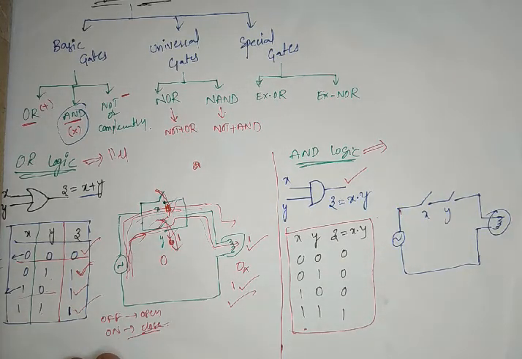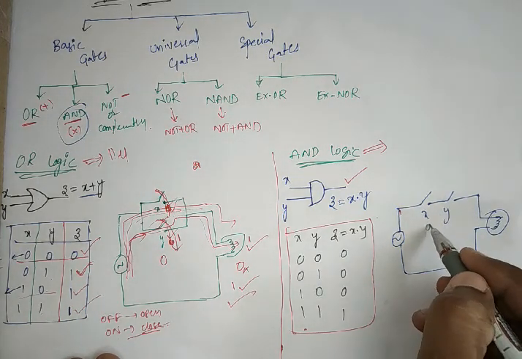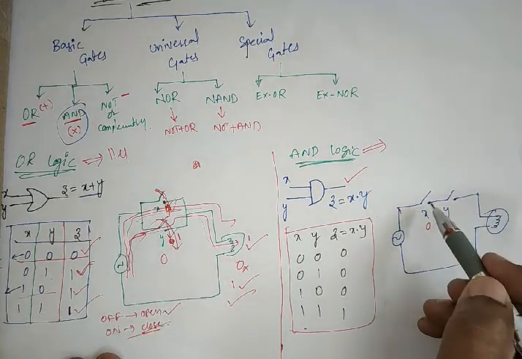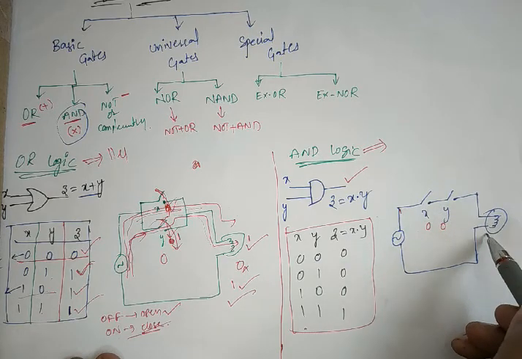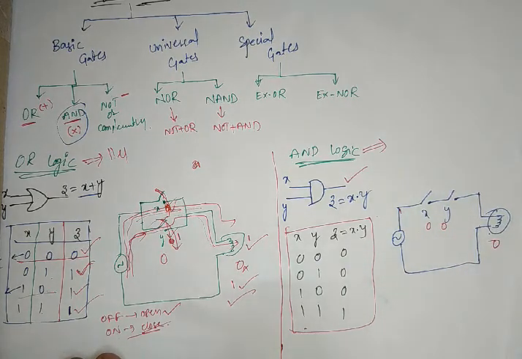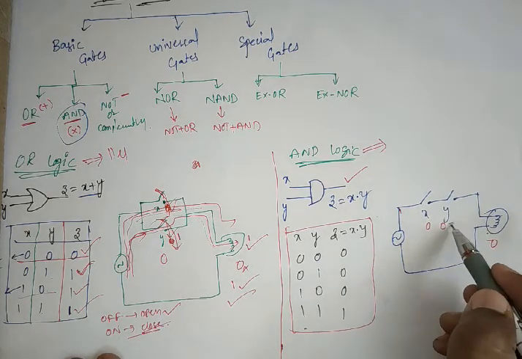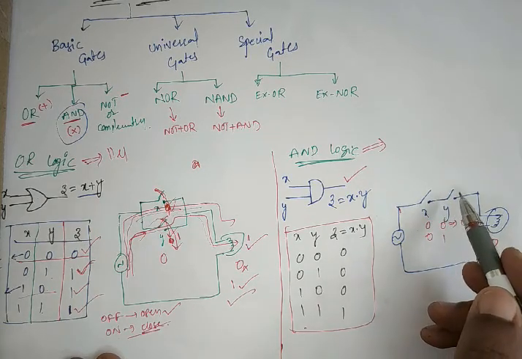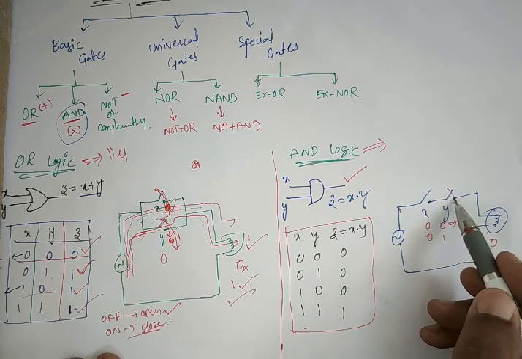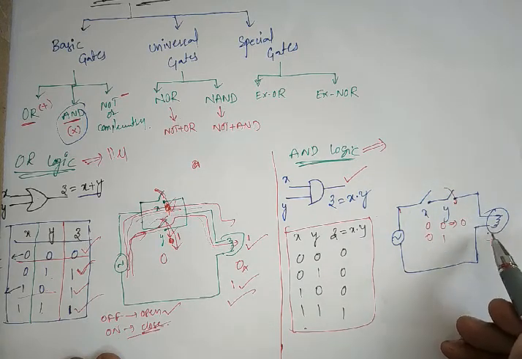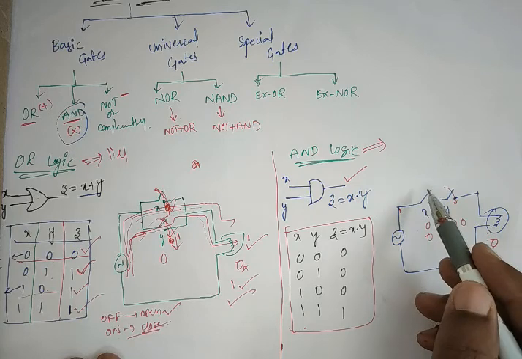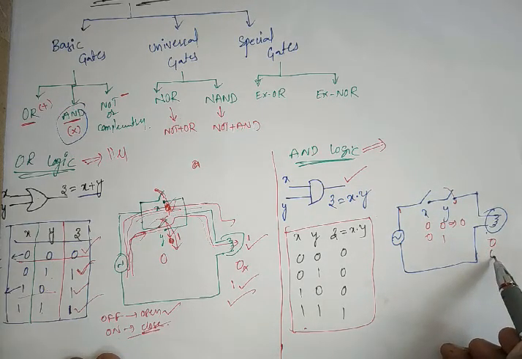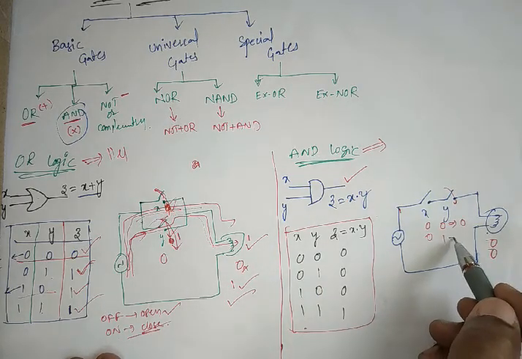Now we'll see, here both input switches are 0 0. 0 means open circuit, so both the switches are open. There is no power across the bulb, so the bulb goes to off state. Next, the 0 1 case. X is open circuit, Y is closed. There is no power across the bulb because the power is cut at X. So again in this case the output is 0.